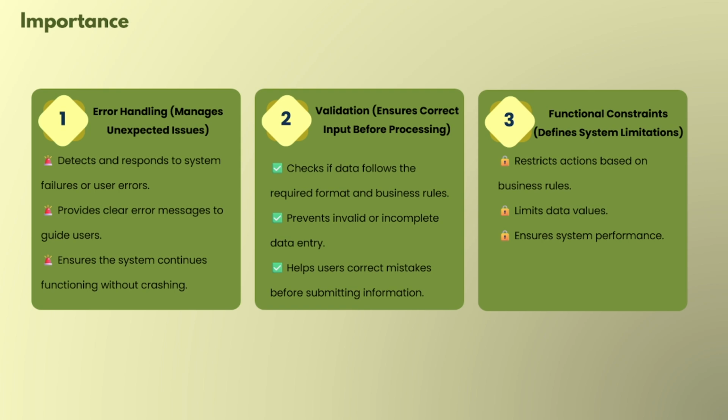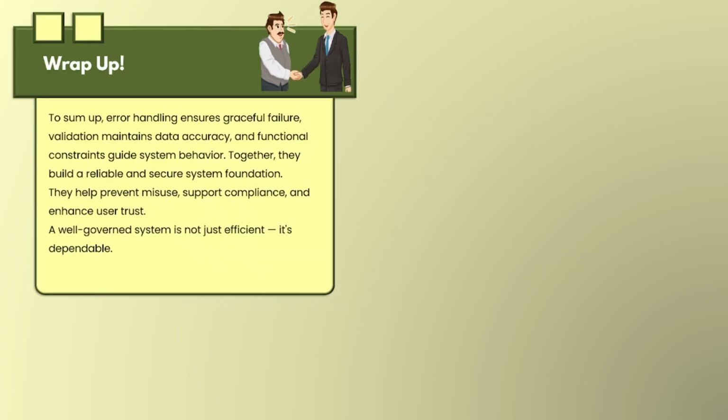With this, I would like to conclude this topic. To sum up, error handling ensures graceful failure, validation maintains data accuracy, and functional constraints guide system behavior. Together, they build a reliable and secure system foundation. They help prevent misuse, support compliance, and enhance user trust. A well governed system is not just efficient, it's dependable as well. I hope now you have a good idea of error handling, validation, and functional constraints for the system.